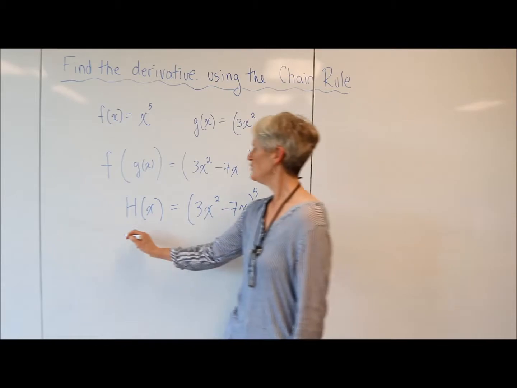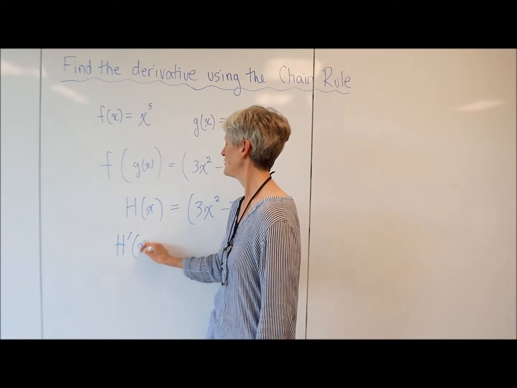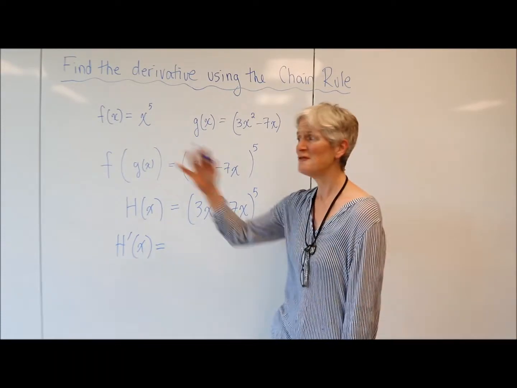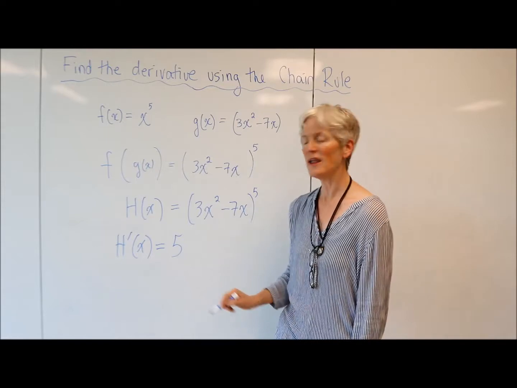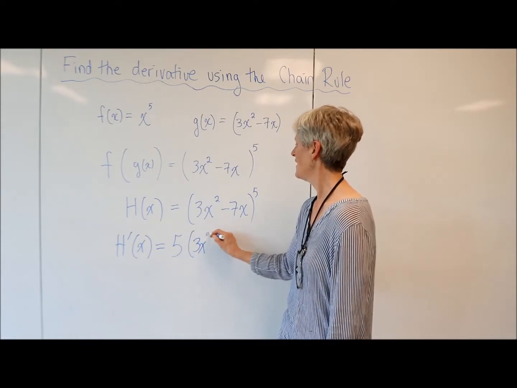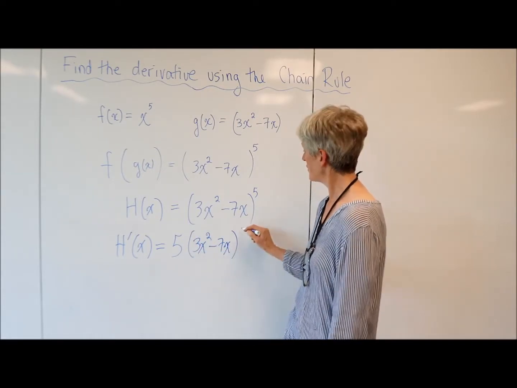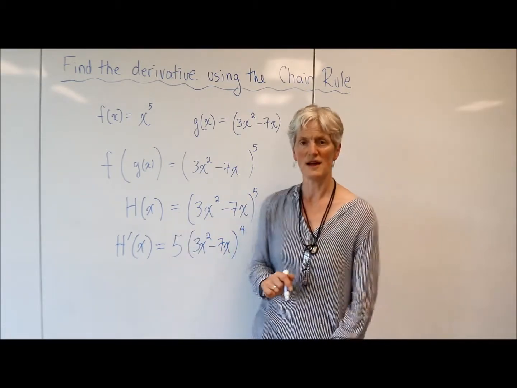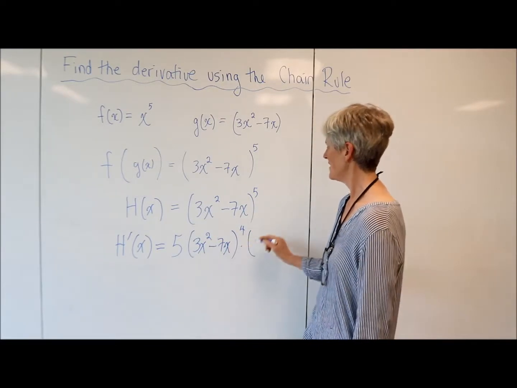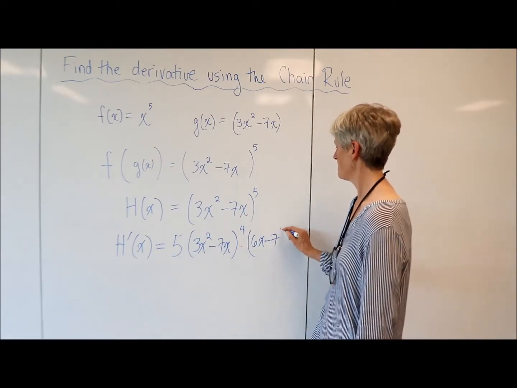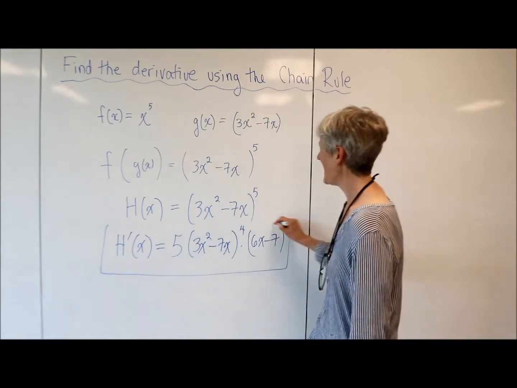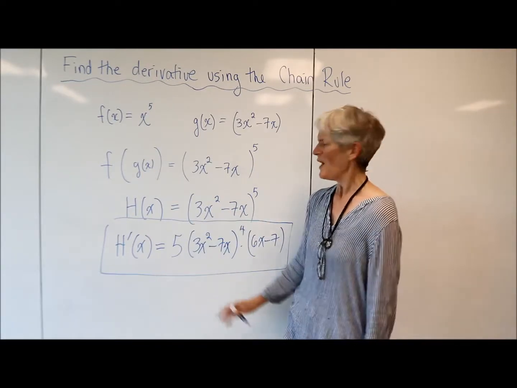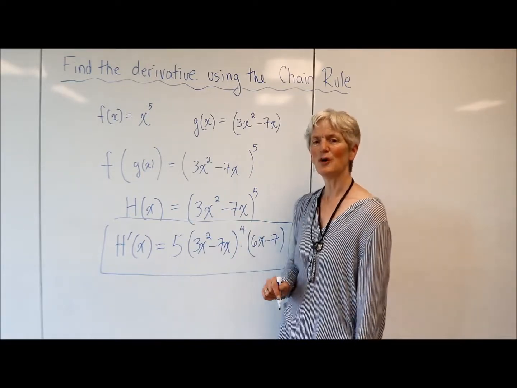What you discovered when you took the derivative using the product rule and combining like terms was that you had 5 terms and they were all identical. Each term had 4 3x squared minus 7x's. In other words, it was 3x squared minus 7x times itself 4 times, times the derivative of that. So this is what you get if you do the product rule with 5 terms. So if you look at this, you can see a cool pattern.